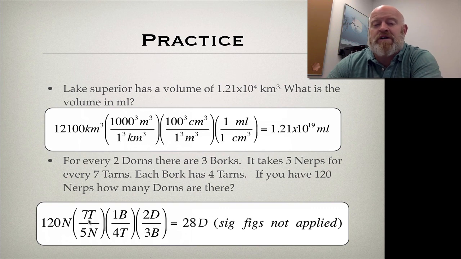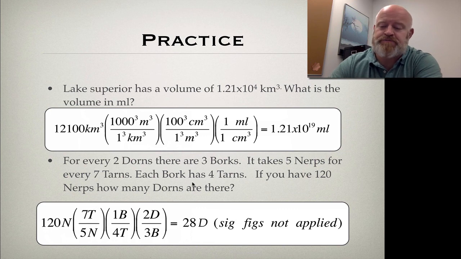So if you see how we do that, here's all those relationships that were identified in the word problem. They're weird ones to us, but really it's just basic dimensional analysis. So for every 5 NURBS, we had 7 Tarns. We want Tarns to cancel next, so for every 4 Tarns, there's 1 Bork. Borks need to cancel, so it goes down. So for every 3 Borks, there's 2 Dorns. So it's 120 divided by 5 divided by 4 times 2, and we get 28. Now, this idea is sig figs. Sig figs is a way of saying precision. So we're really not worried about precision here because nothing here is really measured. Okay, so that's another example.